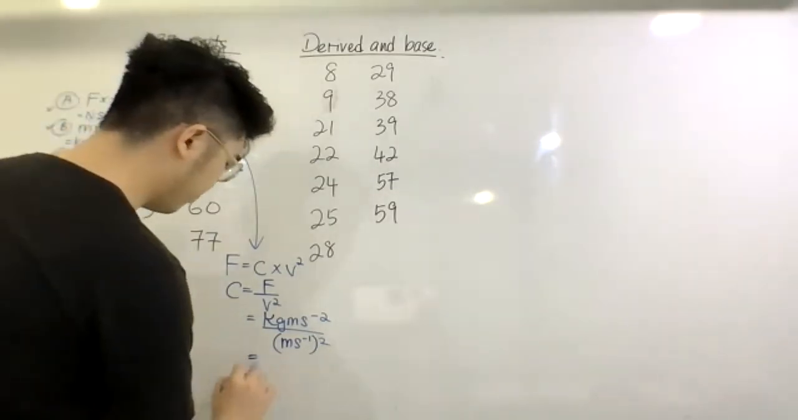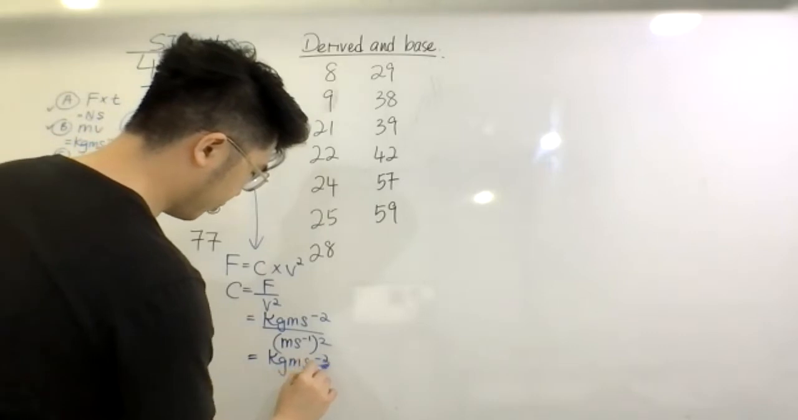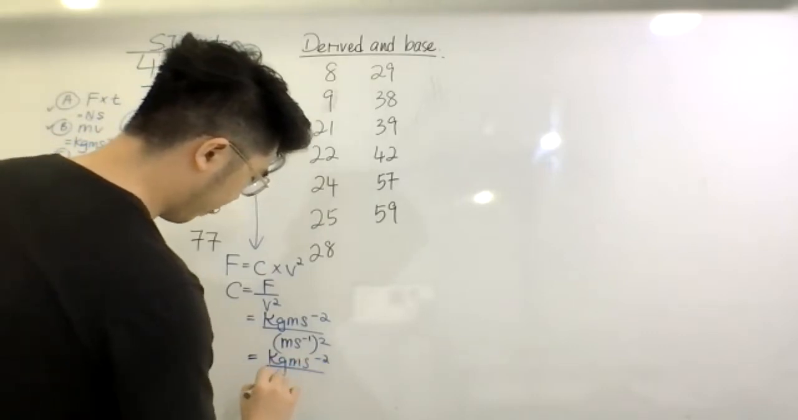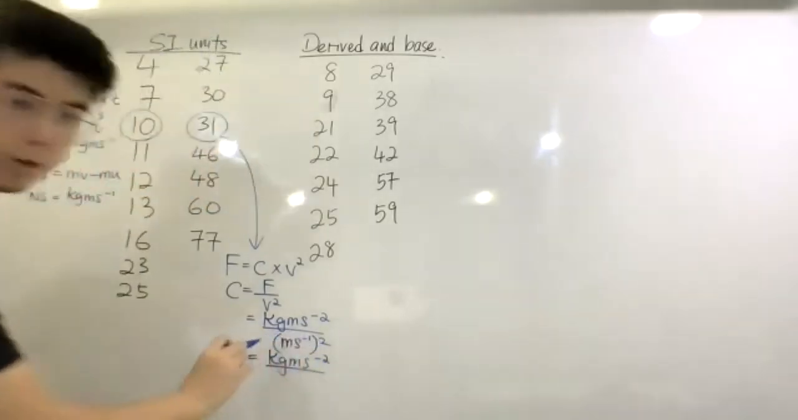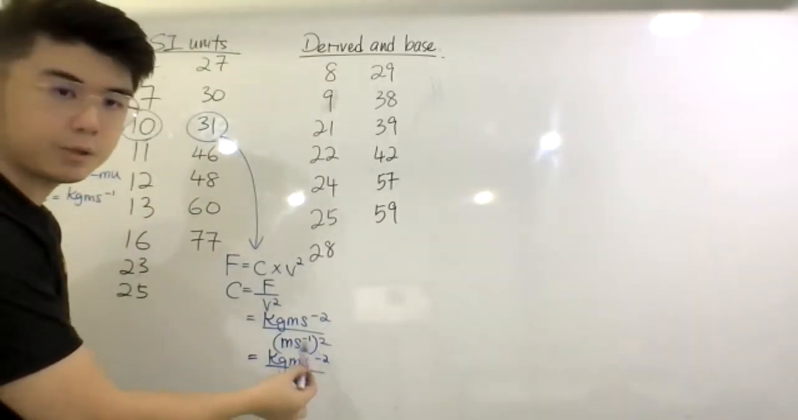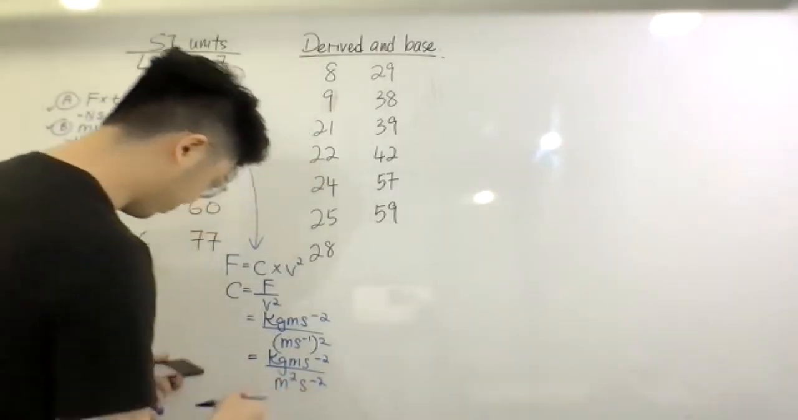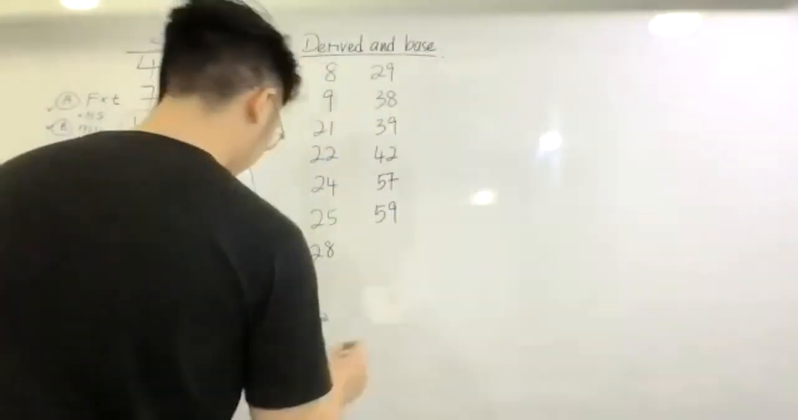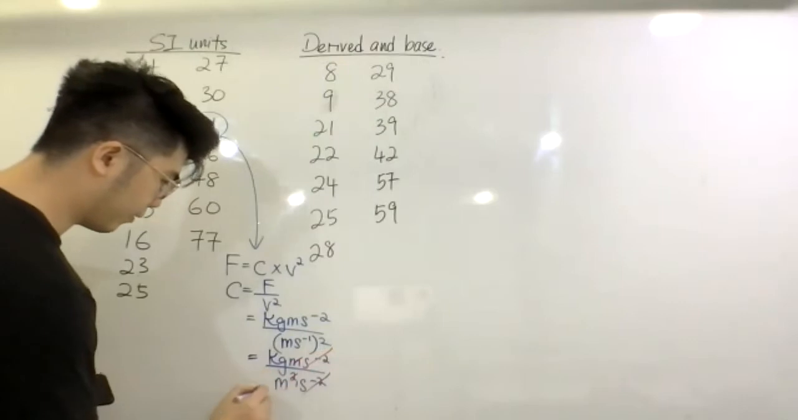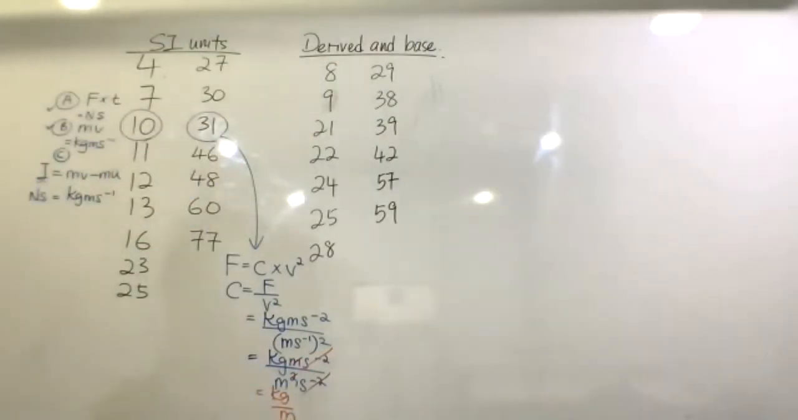Now, equals kg m s minus 2 over this one, squared. How do you multiply in? This one multiplies by 2. You got an m, you got an s, so the m will be squared, and the s will be minus 2. Okay, so here we cancel. Cancel this one, cancel 1, equals kg over m in base unit.